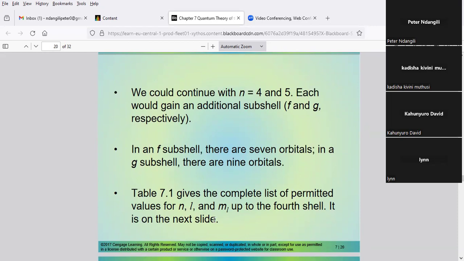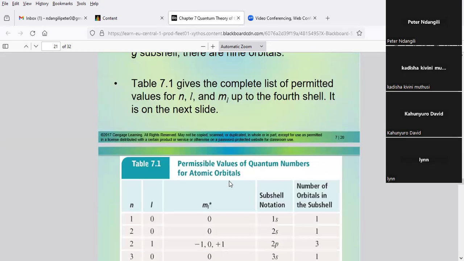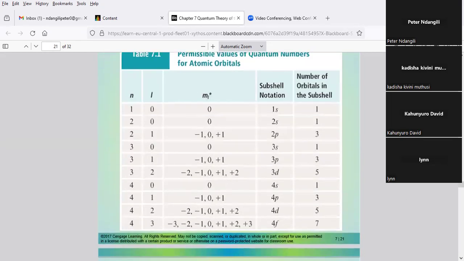Whereby for N is equal to 4, you're going to get 7 subshells, and N is equal to 5, you're going to get 9 subshells using 2L plus 1. That's what I was explaining. So this is a summary of what I have just explained. The first one is here. That is when N is equal to 1. The possible value of L is 0. The possible value of ML is 0. We call it a 1s orbital, and it is only 1.